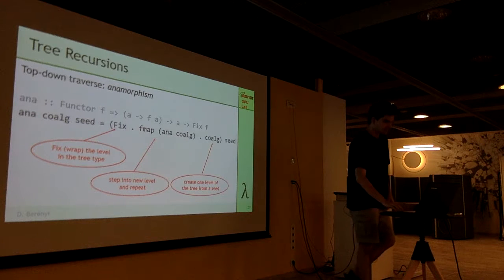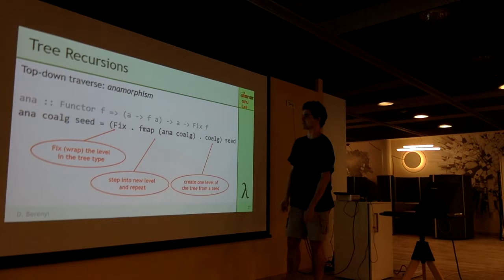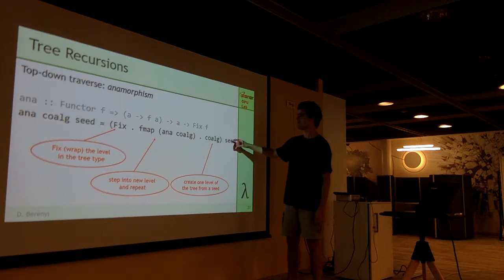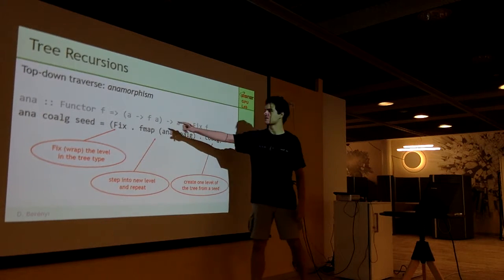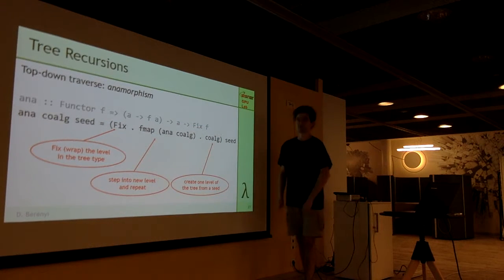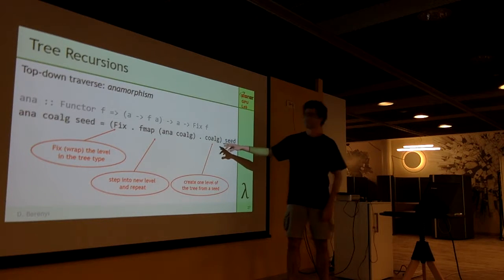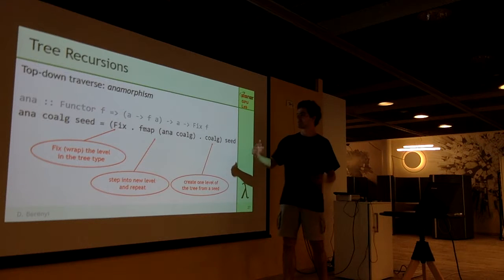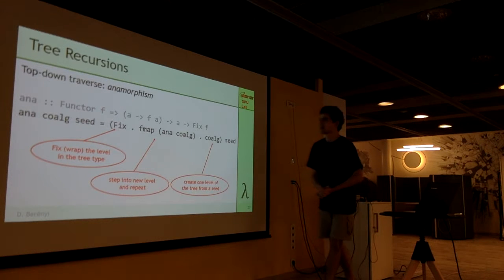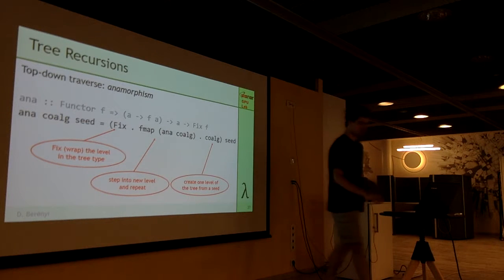Now, take the dual. We reverse the arrows and reverse everything. Now, we start with a seed that is of type A, and our logic creates a functor from this A type. First, it applies the coalgebra. So it creates one level of the structure, then steps into it via the fmap and repeats the same process again. And once it is finished, it will just fix and wrap the type into the tree structure.